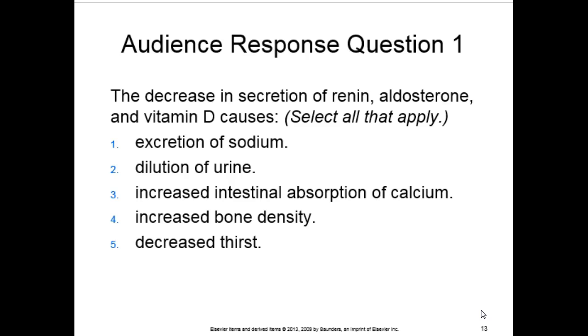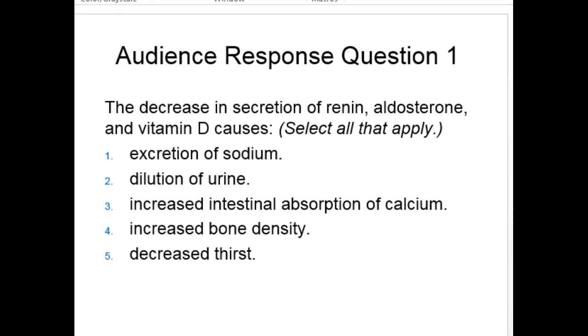So let's take a look at this question. The decrease in secretion of renin, aldosterone, and vitamin D causes excretion of sodium, dilution of urine, increased intestinal absorption of calcium, increased bone density, or decreased thirst. So take a moment to just think about that and select your answer. Okay, so the answer to this question would be 1, 2, and 5.